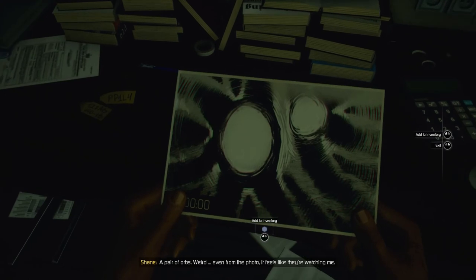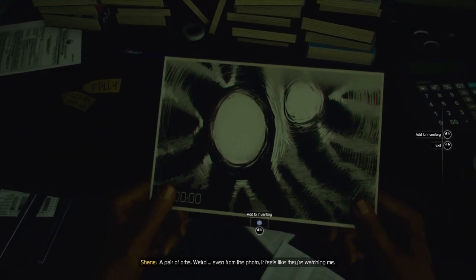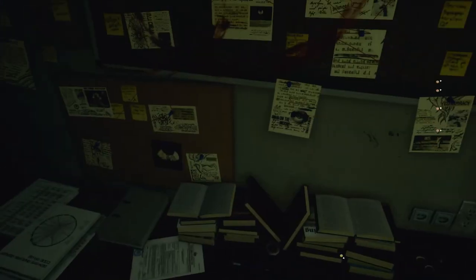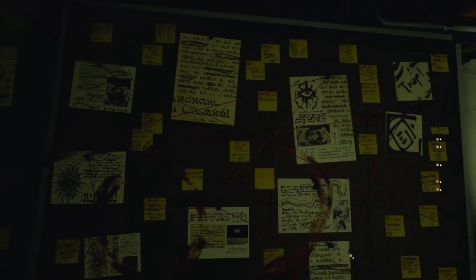Another one of the photos. A pair of orbs. Weird. Even from this photo, it feels like they're watching me. Unfortunately, damn it. Okay, it seems all of those notes are written in Relayan, so I wouldn't be able to read them anyway, but I'm kind of annoyed that my flashlight doesn't work.